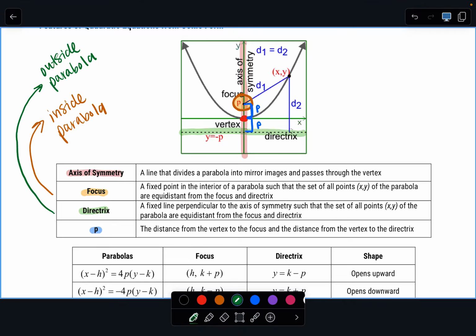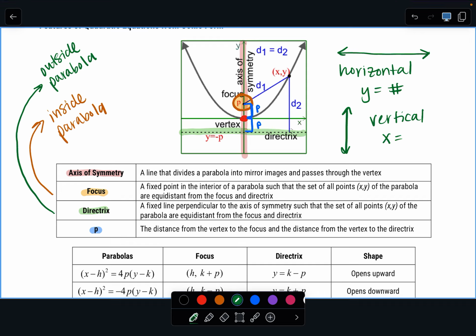Another thing I'm going to clarify, because sometimes we forget: the directrix can either be a horizontal line, which means you're going to write y equals a number, or it can be a vertical line, which means you are writing x equals a number. Now, the nice thing is we don't make you memorize much, other than that the focus is inside, the directrix is outside, and how to write horizontal and vertical.